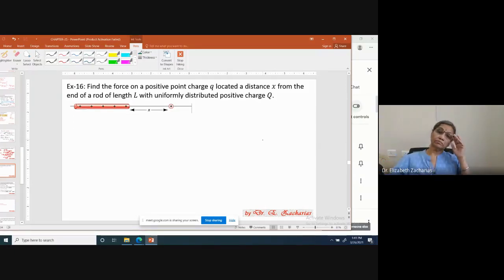Find the force on a positive charge Q located at a distance x from the end of a rod of length L carrying a positive charge capital Q. Does this problem remind you of something we have done the last 2 days?